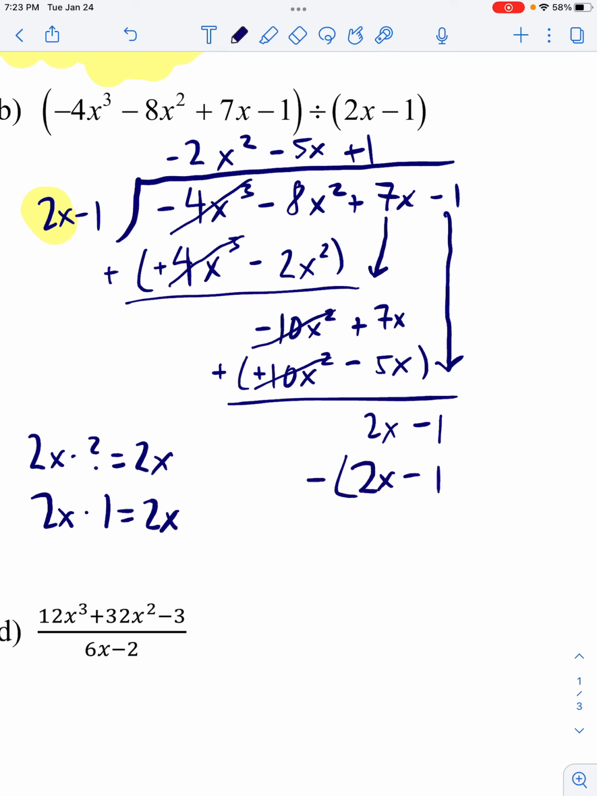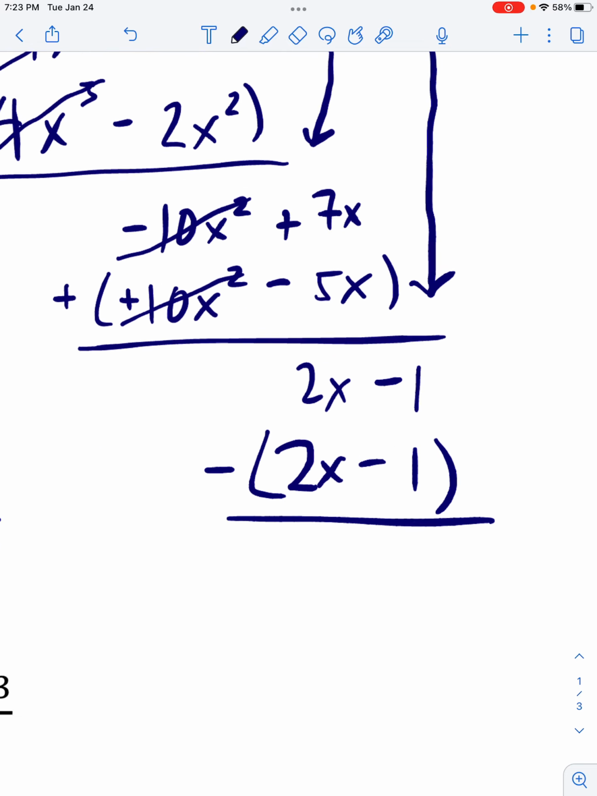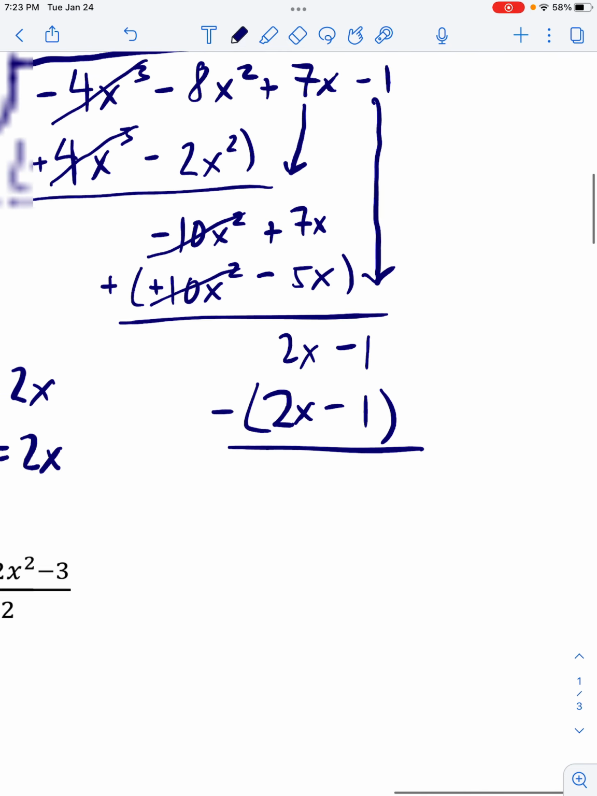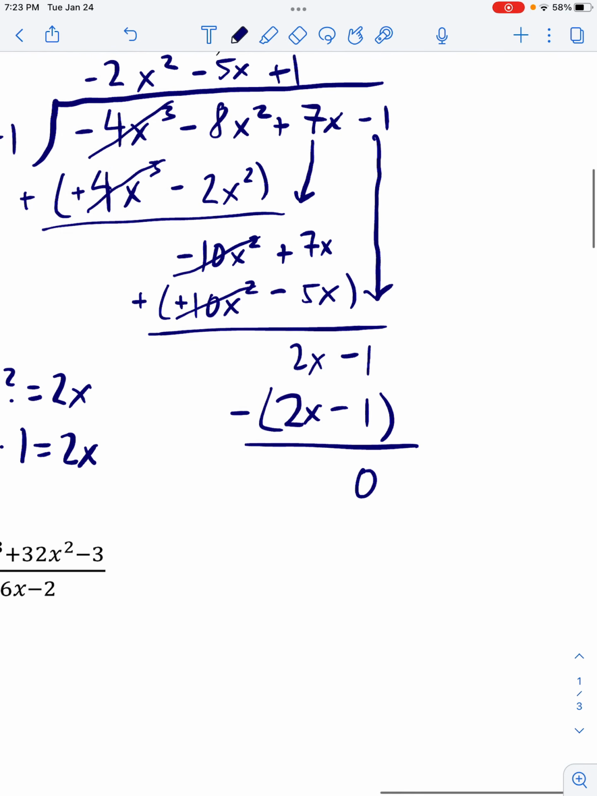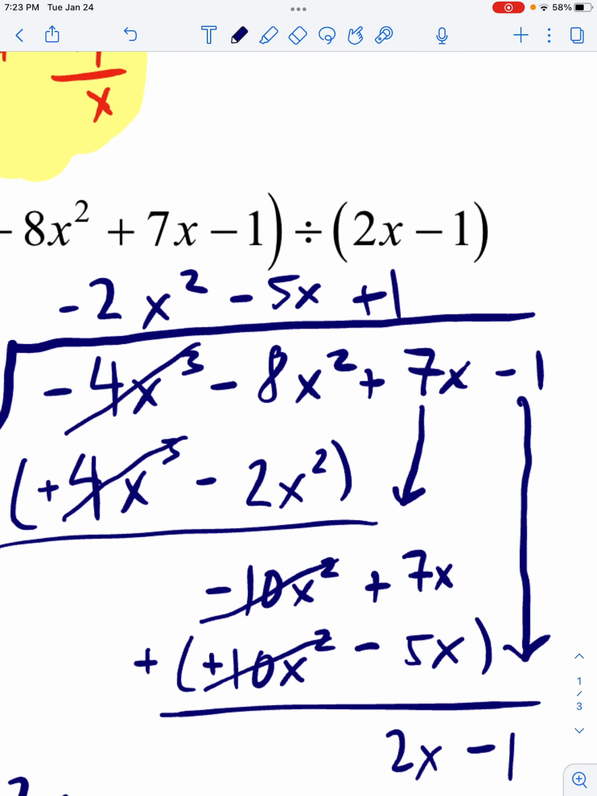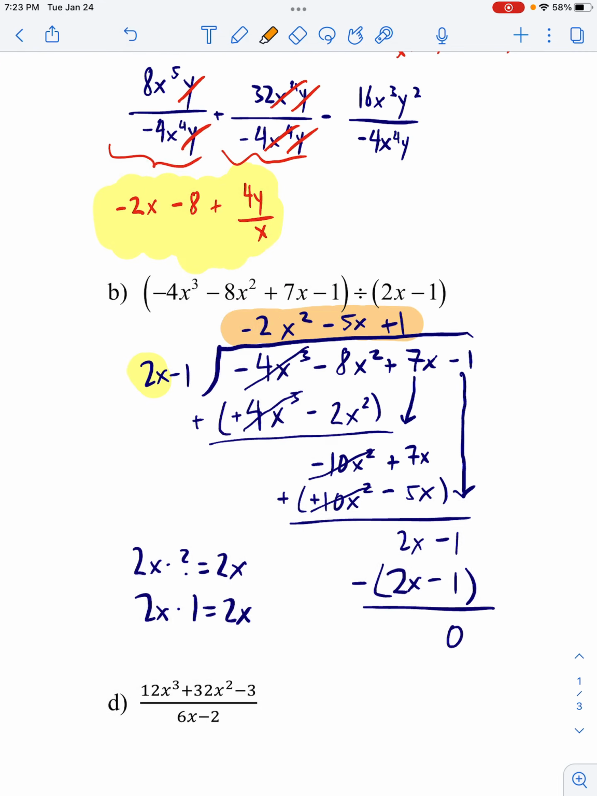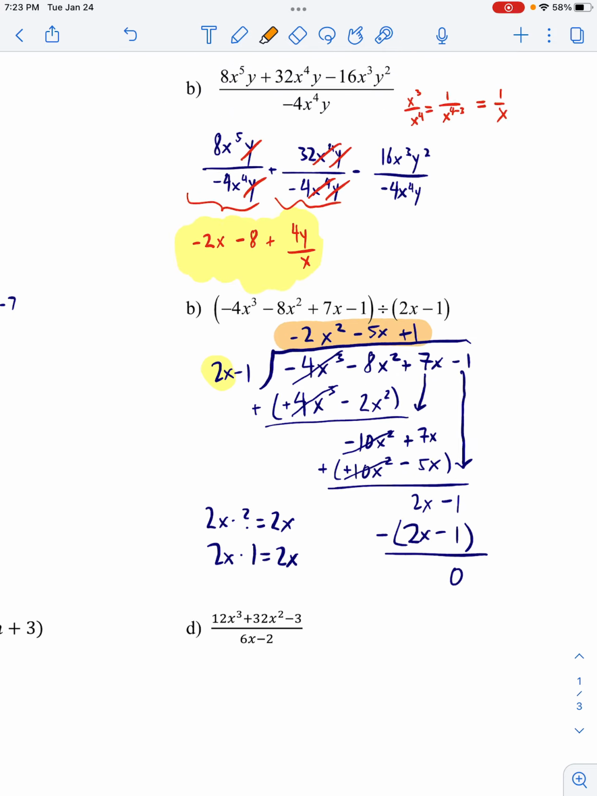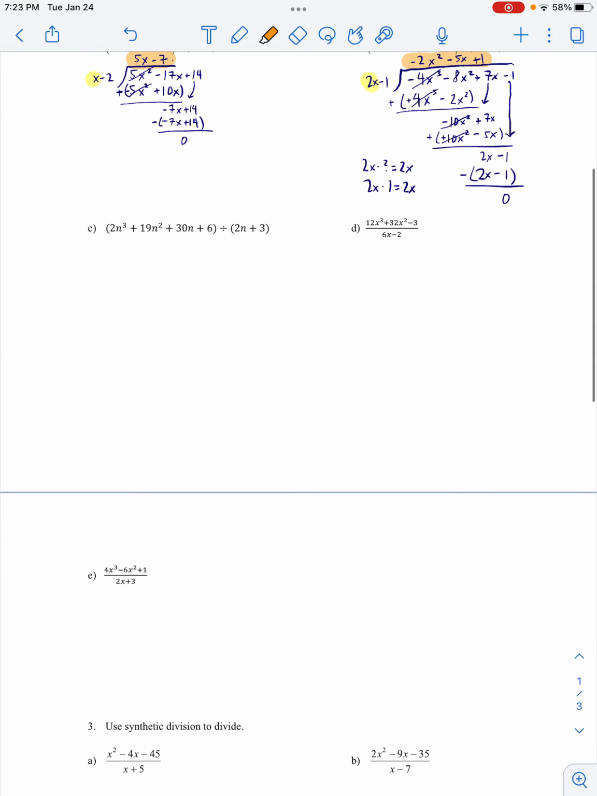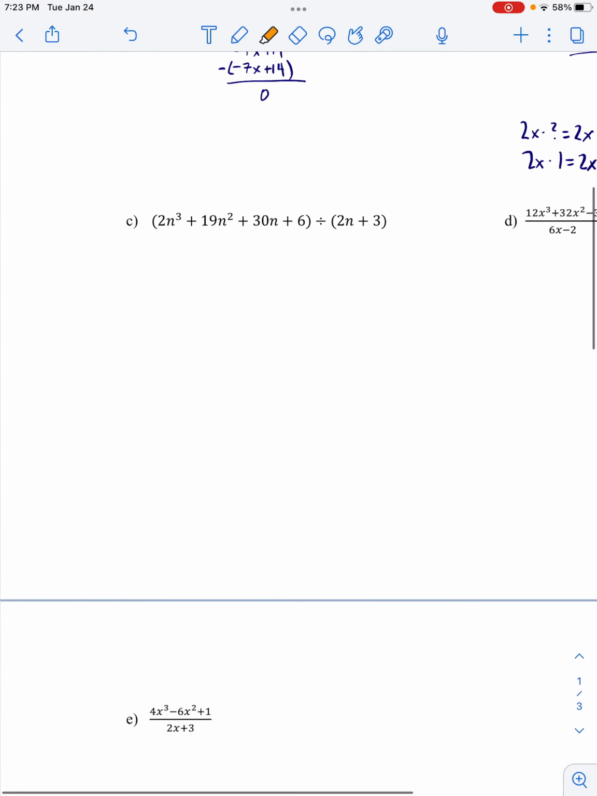And then I subtract, right? 2x minus 1 minus itself, right? A number minus itself is 0, okay? My remainder is 0, so I don't have to write anything extra up here. All right, this is my final answer, minus 2x squared minus 5x plus 1, okay? That's my answer. All right, let's dive into C.